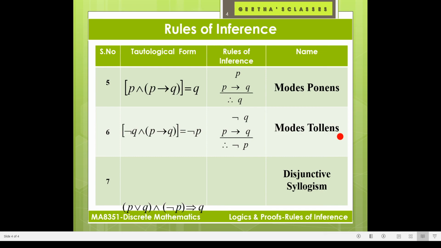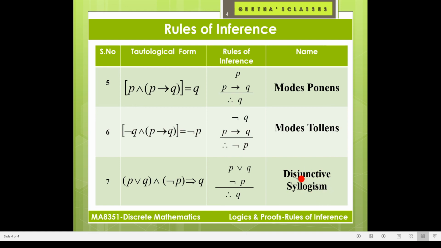Next one is disjunctive syllogism. So P or Q and not P can be written as Q. In the rules of inference form, we combine these two, P or Q with not P. Not P and P get cancelled, and you get Q. That is disjunctive syllogism.